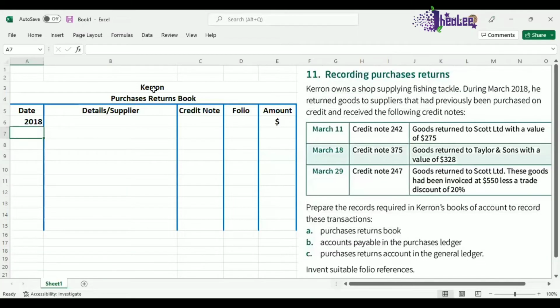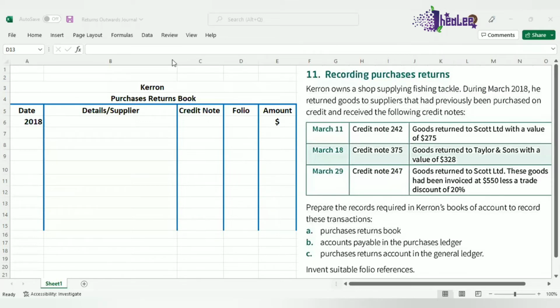The first thing that you need to do is to enter your title. Once the name of the owner or the name of the business is given, then that is recorded. And you have to indicate exactly what you're preparing. In this case, it is a purchases returns book. You could have used returns outwards journal or returns outwards book. Now, we're going to look at the first transaction, and that is March 11, credit note 242, goods returned to Scott Limited with a value of $275.